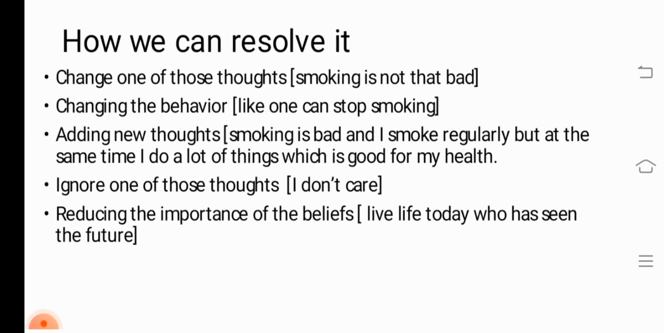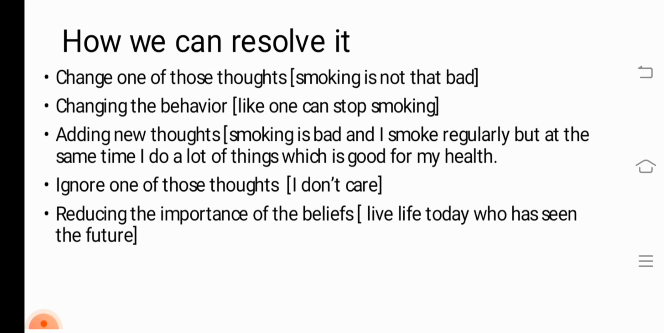Well, we have already studied the concept or meaning of cognitive dissonance and what causes cognitive dissonance in our mind. Now let us understand how we can resolve cognitive dissonance. The first one is to change one of those thoughts, like smoking is not that bad. Similarly, changing the behavior. In order to resolve this, we can change our behaviors, like one can stop smoking.